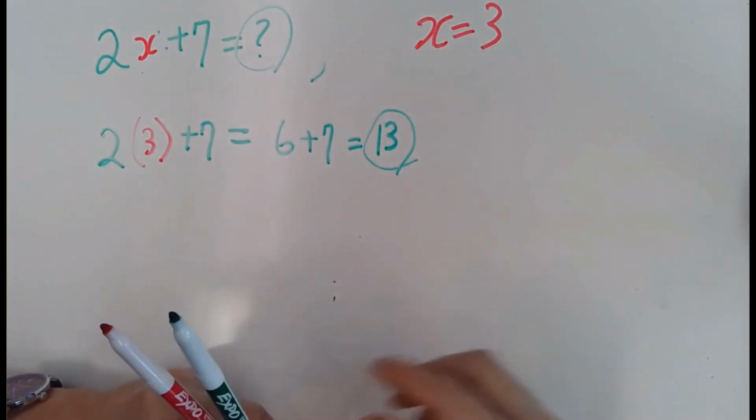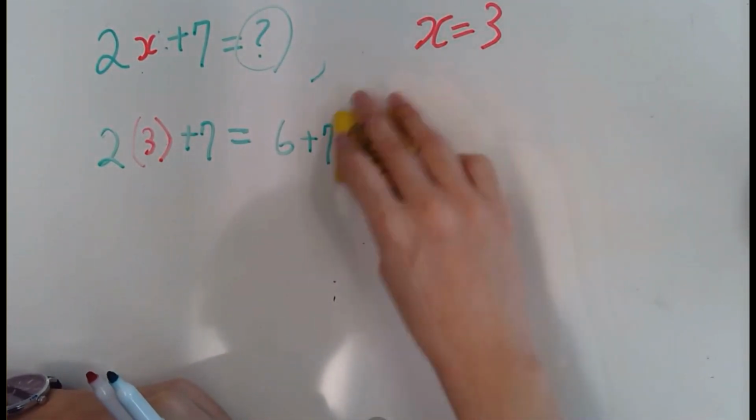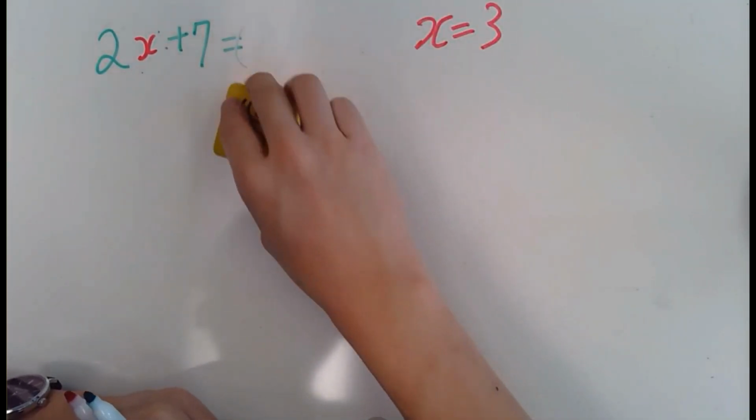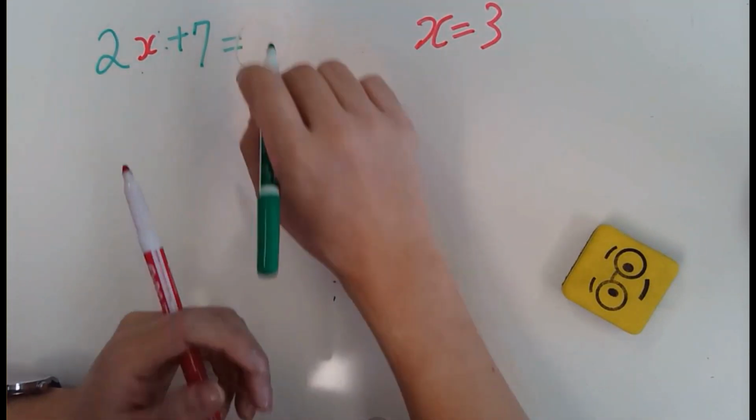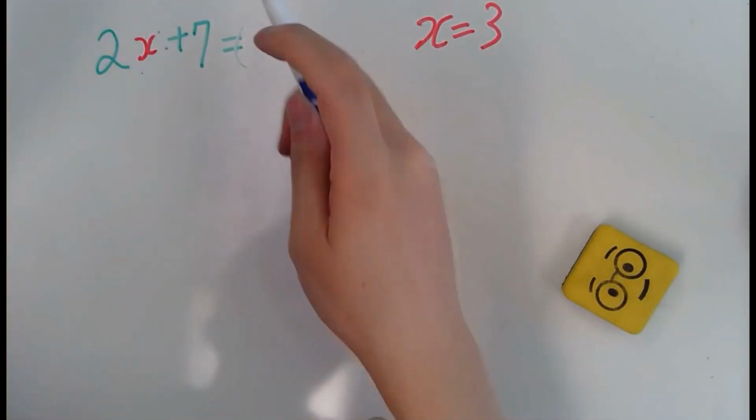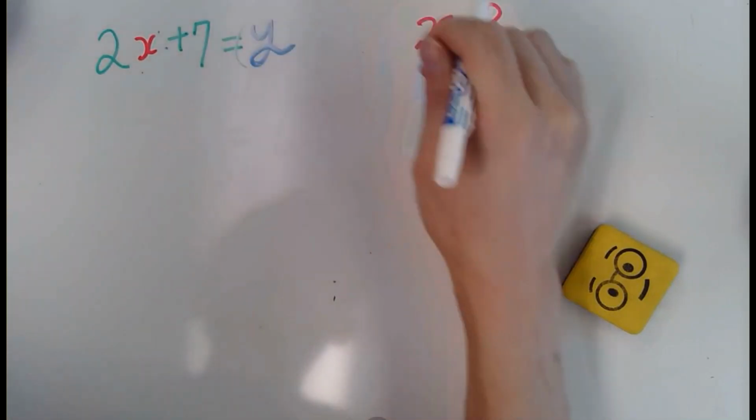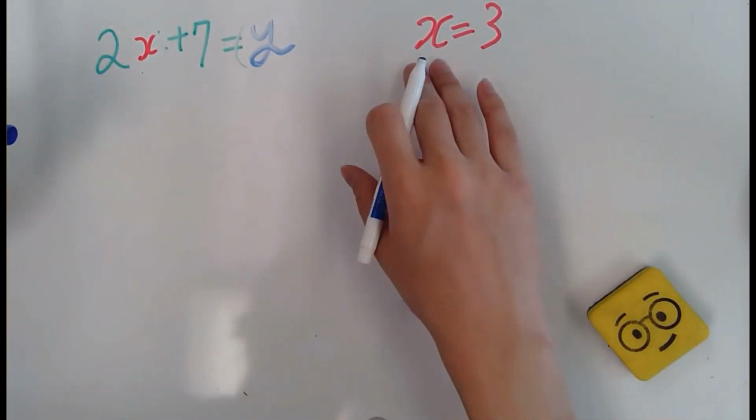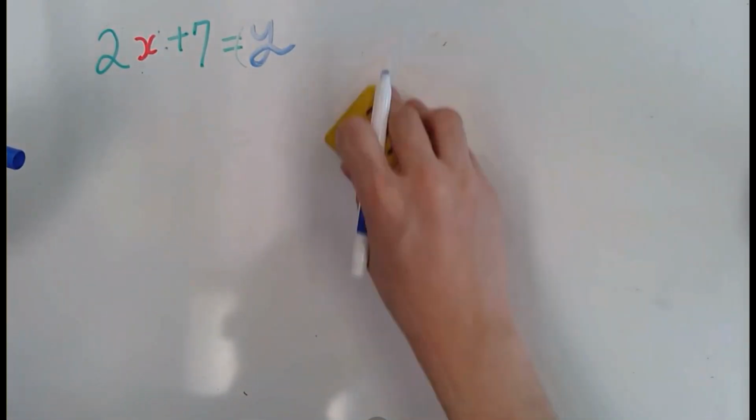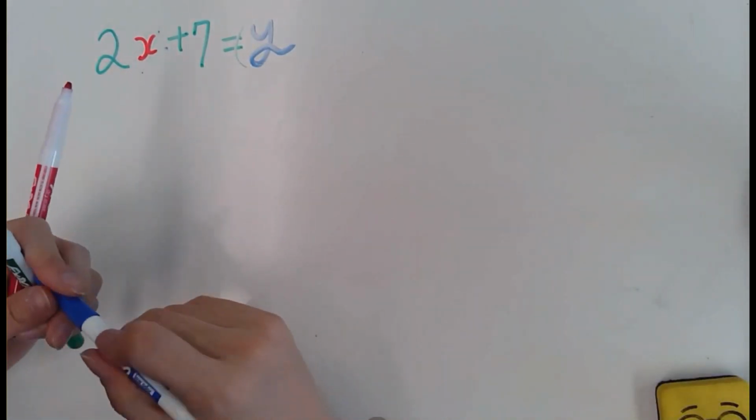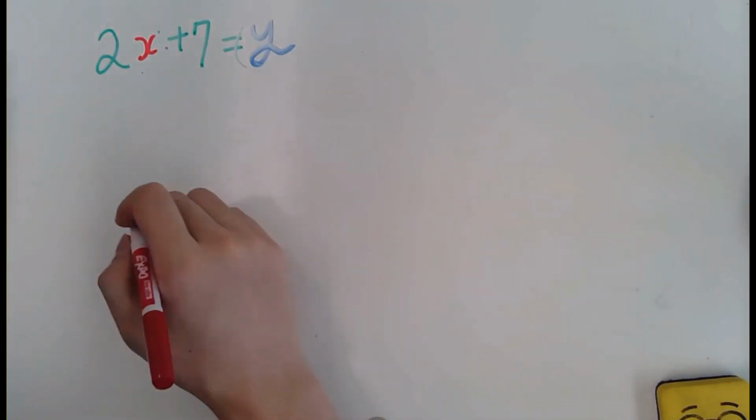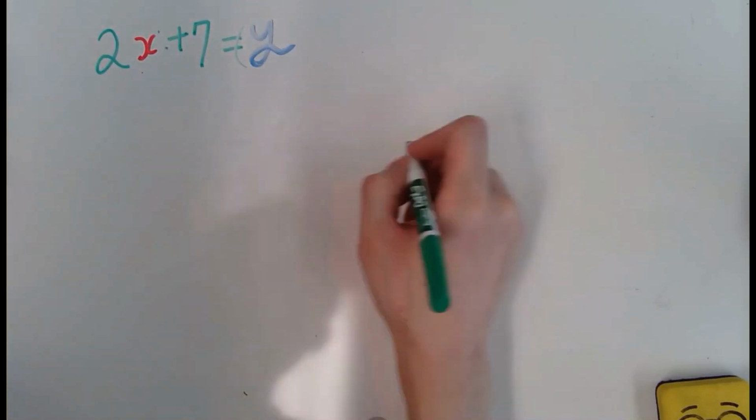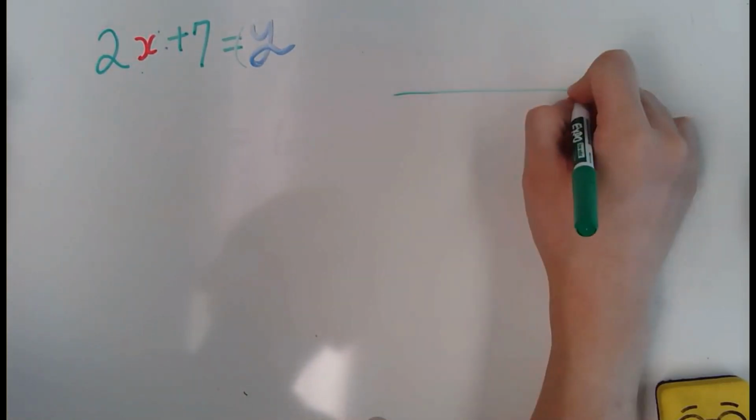So in this unit, we are simply going to replace the question mark here with a variable y, and we're going to try to find different values of y for different values of x. So instead of just trying to find y for just one x, we're going to try to find y for many x's. To do that, we're going to create a table.